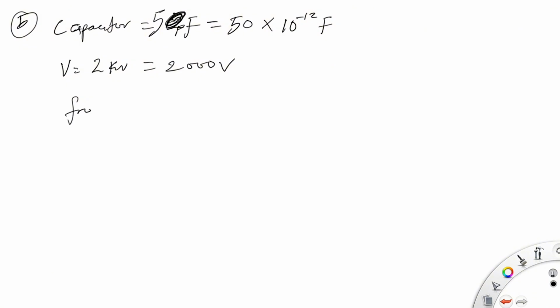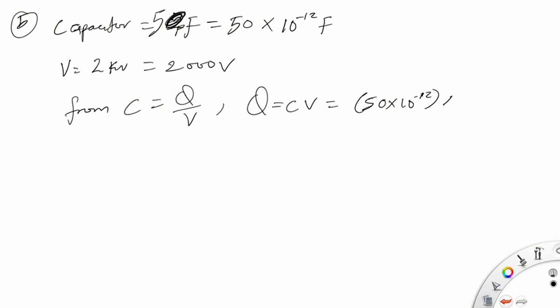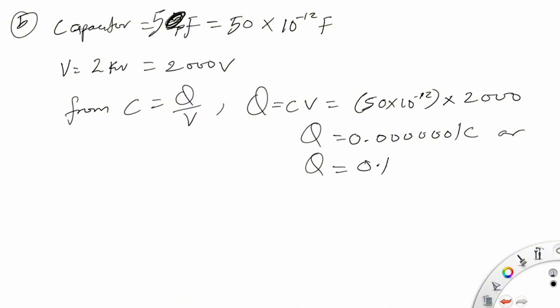So remember, from C is equal to Q over V, we will now say Q is equal to CV. Am I correct? So what do we have here? We would have 50 times 10 to the minus 12 multiplied by 2000. So charge Q will be equal to 0.1 microcoulombs. That's that for B.